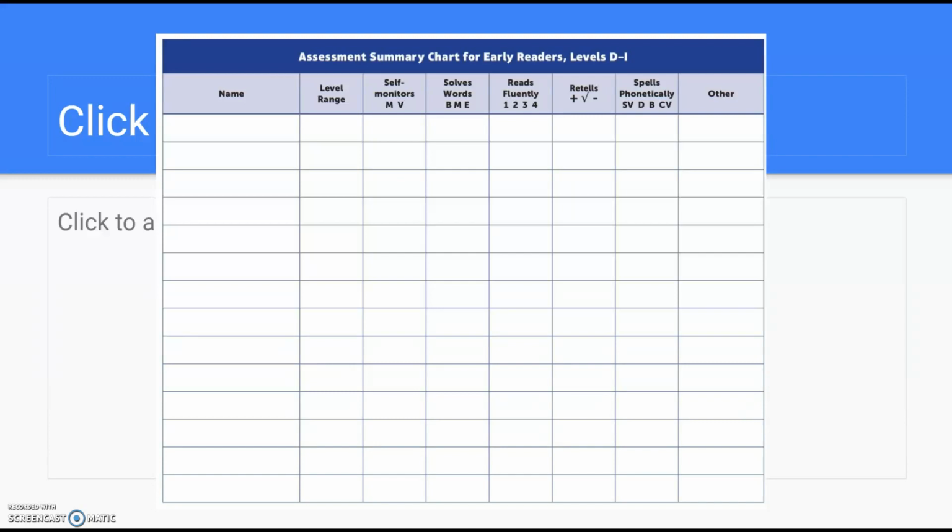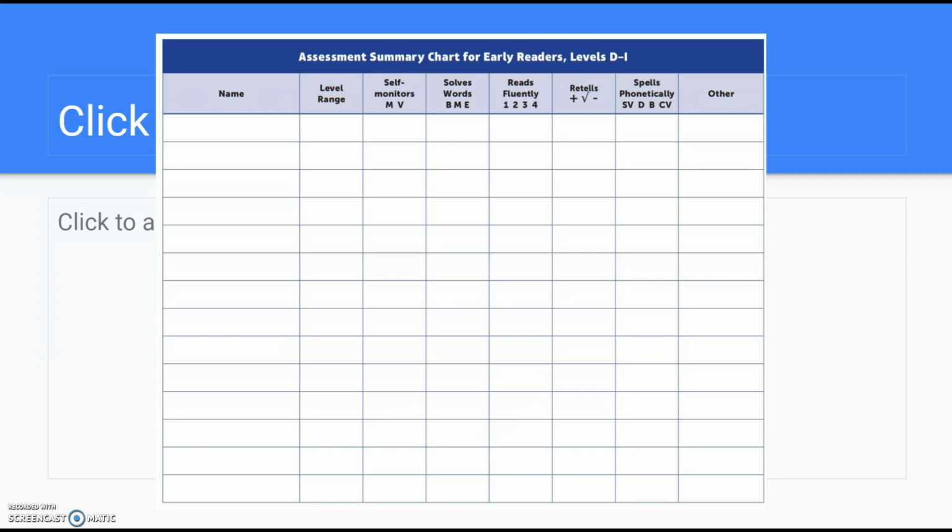In column 4, this is for solves words. You'll put a B if the student consistently matches the beginning letters of the correct word. Put an M if the student attends correctly to the middle of the word. And an E if the student matches the letter at the end of the word.